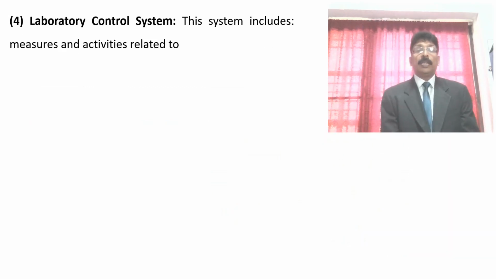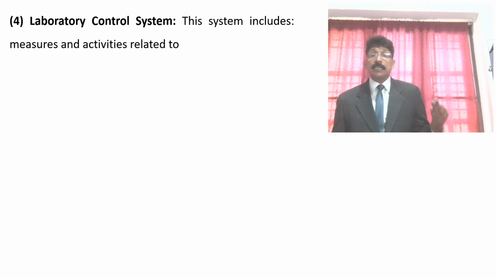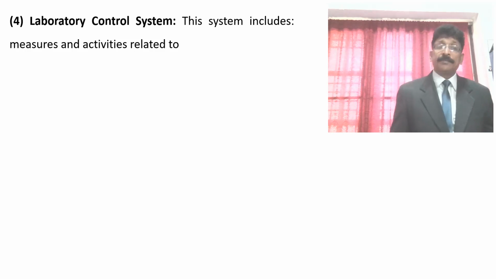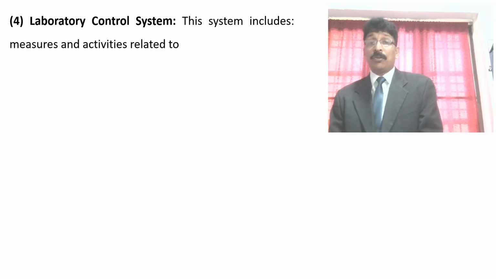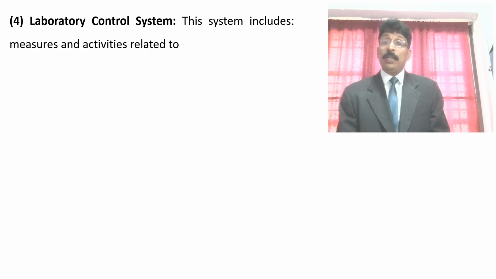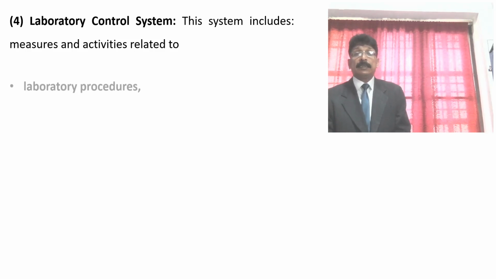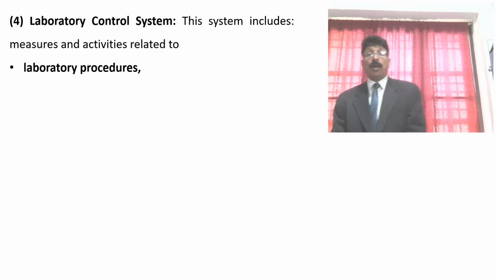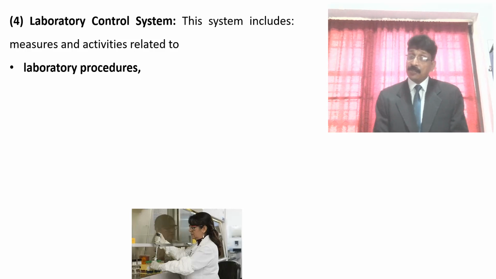So the fourth one which we have seen is the laboratory control system. The three we have seen are: the first is quality, which is linked with everyone, the second is production, and the third is equipment and utilities. Now the fourth one is the laboratory control system, and also how the laboratory and testing procedures are done, and how you are maintaining the chemicals. The system includes measurement and quality related to the laboratory procedures. Standard procedures have to be followed.